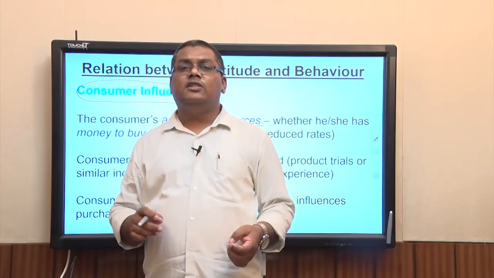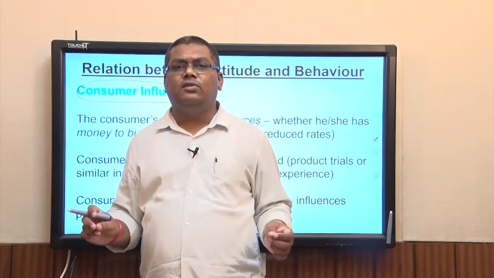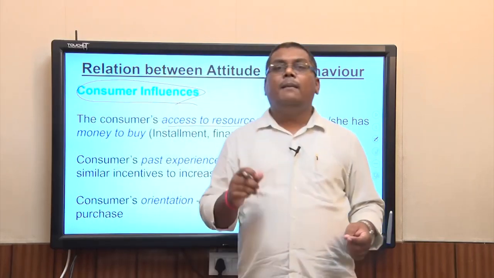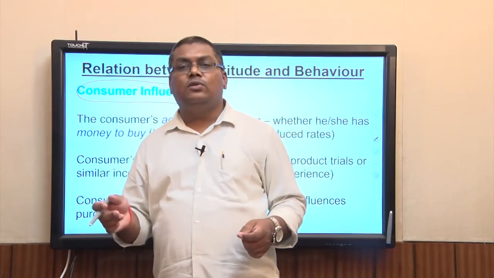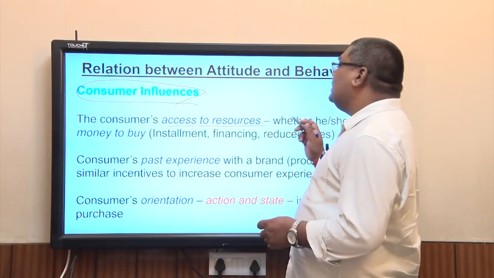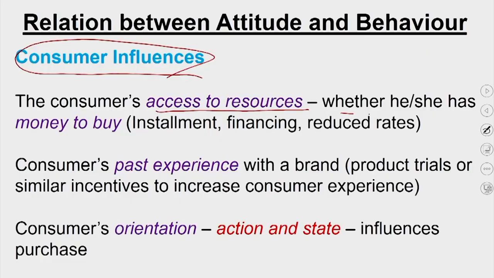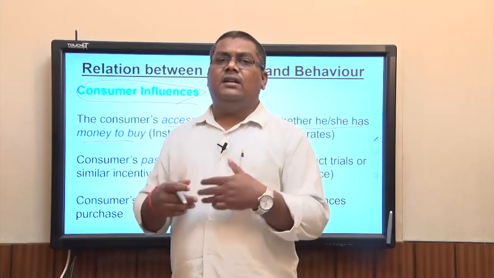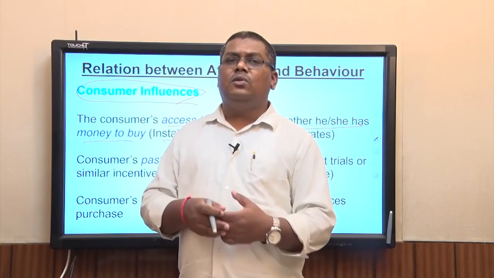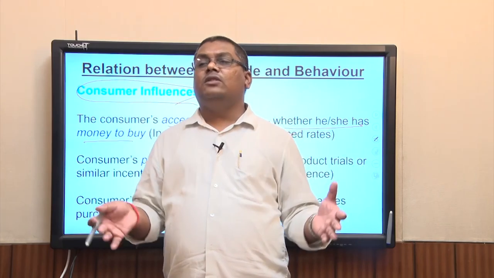It may happen that the consumer has a positive attitude towards something and wants to buy a product, but doesn't have enough money. And so those factors can actually lead to not buying a product. So whether the consumer has money to buy, and what can the marketer do to improve this? The marketer can provide installments, long-term financing, reduced rates. These can help the consumers actually buy. So all those techniques of providing EMI, giving loans, giving long-term loans, giving installments, actually help the consumer in buying.